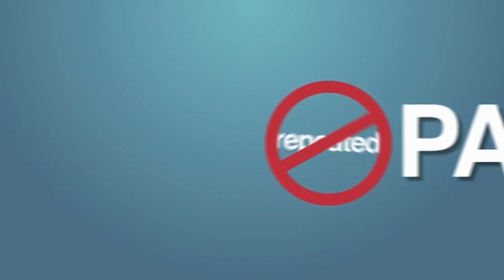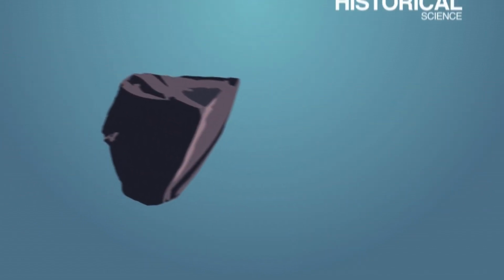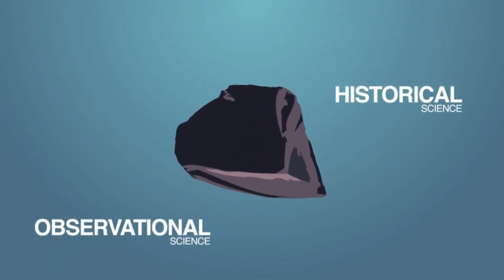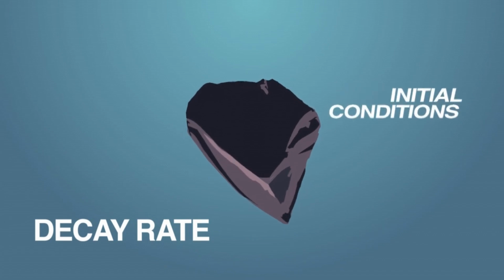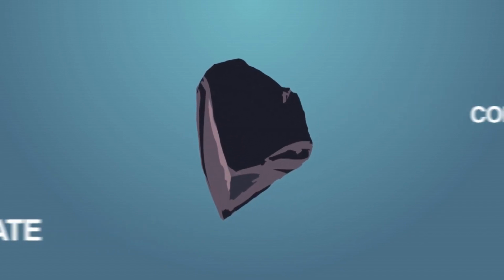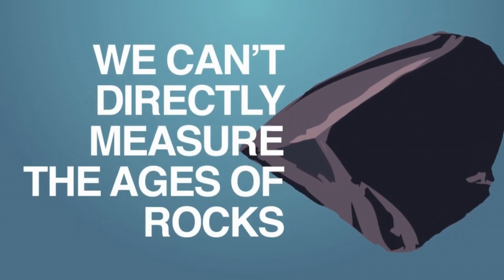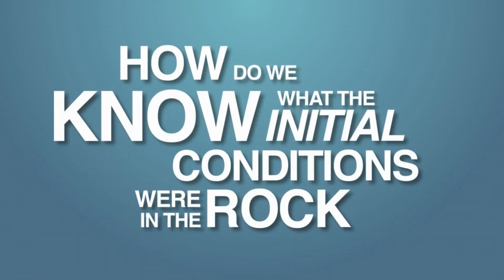Historical science deals with the things in the past, and therefore it cannot be repeated and tested. Dating methods require both types of science, because in order to get accurate rock dates, one would have to accurately know both the decay rate and the initial conditions of the rock sample, right? Since radioisotope dating uses both types of science, we can't directly measure the ages of rocks. There are assumptions involved. For instance, how do we know what the initial conditions were in the rock sample?